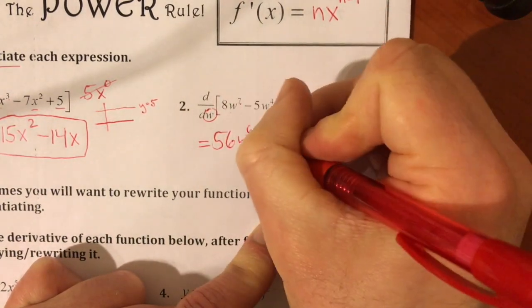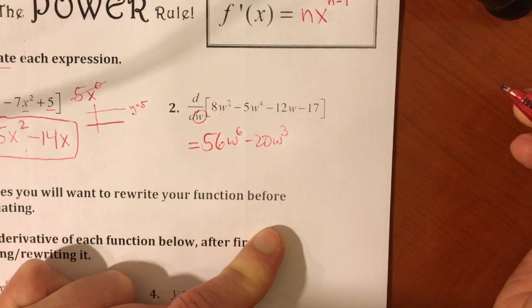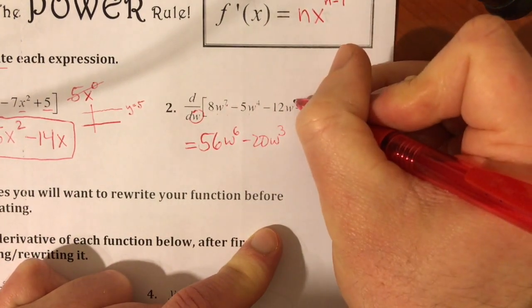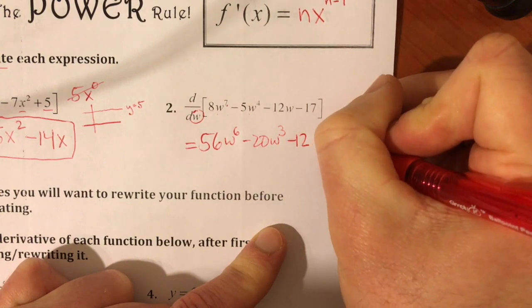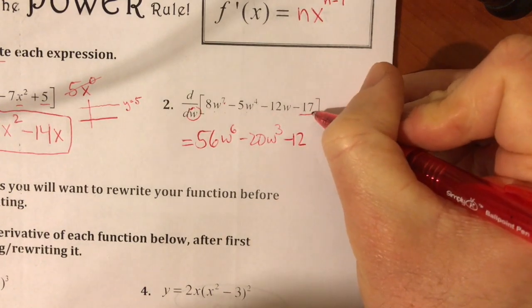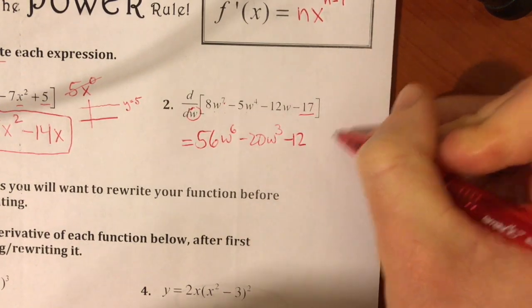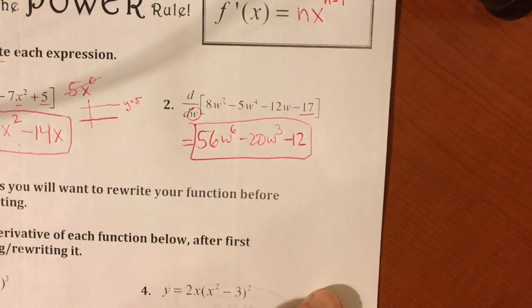4 times negative 5, negative 20. W, subtract 1, to the third. This is already a 1. 1 times negative 12 is negative 12. And it would be w to the 0, which means I get a constant, so I leave that. This is a constant, so the derivative of any constant is 0. Gone. Boom. And there's our answer.